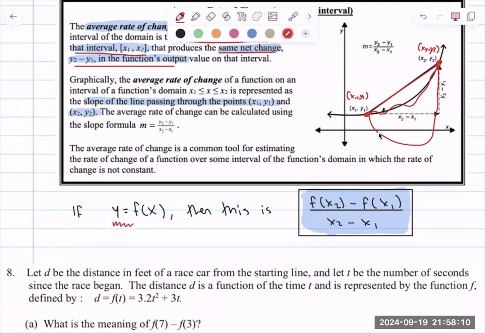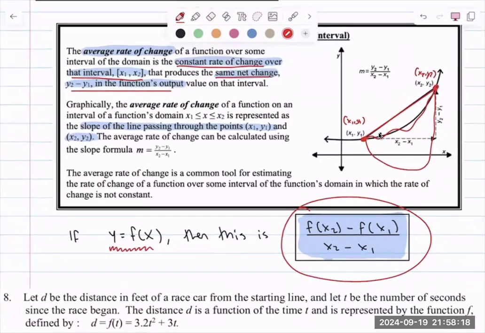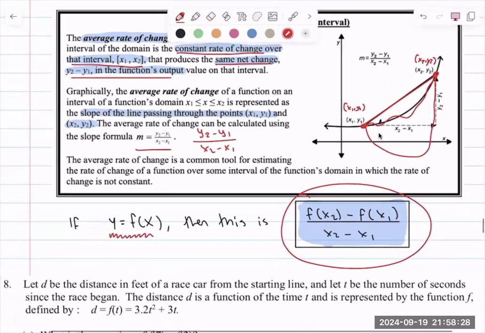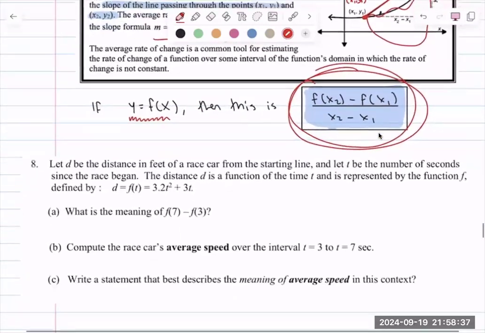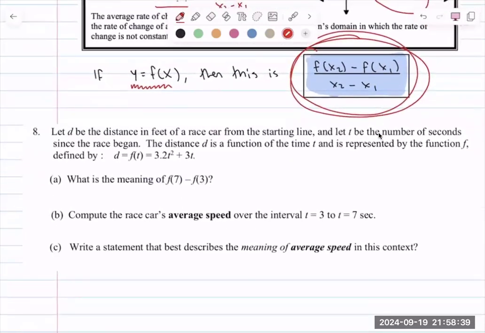if y equals f of x, so if we have function notation now, well, then this is just f of x2 minus f, I guess I didn't do the actual formula here, right? The slope between these 2 points is just our change in y, so y2 minus y1, over our change in x, x2 minus x1. And so when we have a function, our change in y is f of x2 minus f of x1 over our change in x, right? So we're going to do this problem as an example.